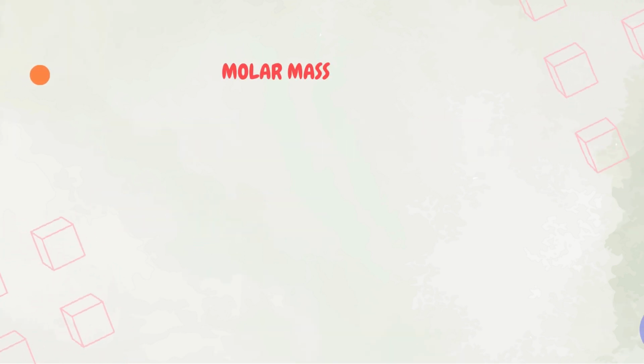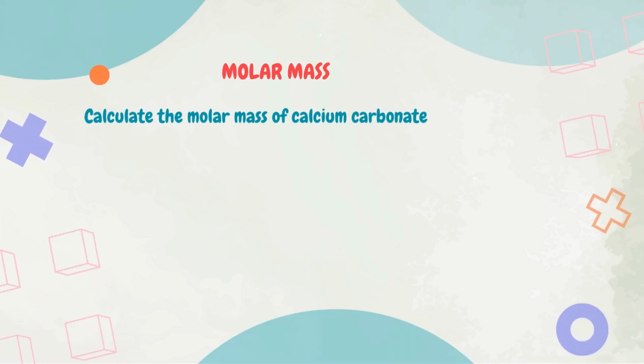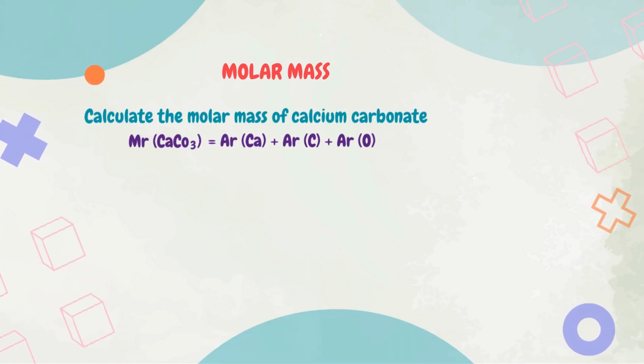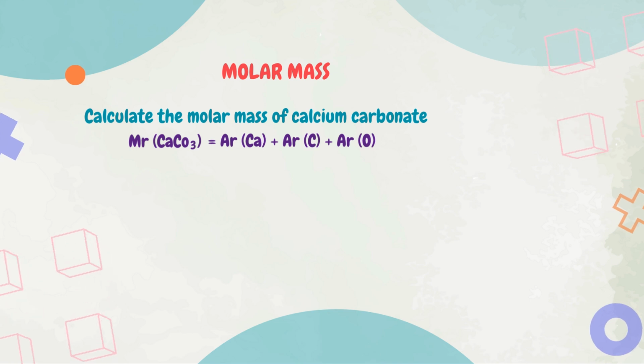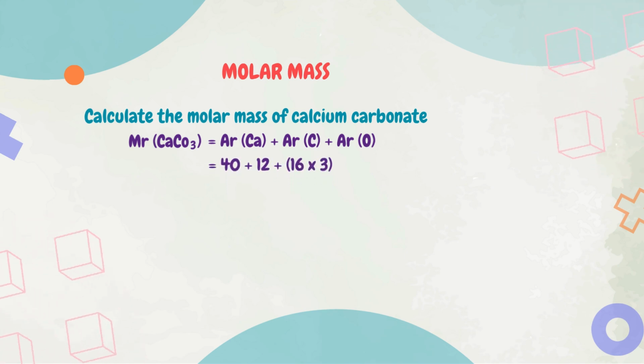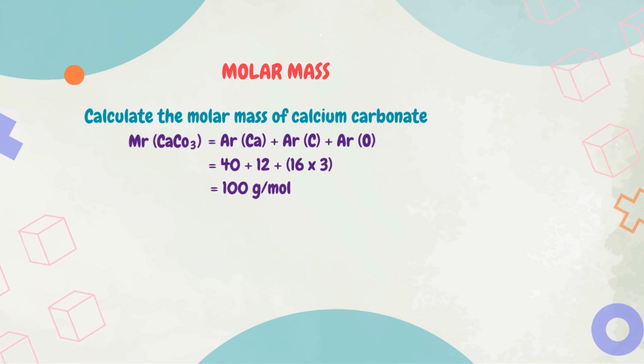Another example. Calculate the molar mass of calcium carbonate. The molar mass of calcium carbonate is equal to the relative atomic mass of calcium plus the relative atomic mass of carbon plus the relative atomic mass of oxygen. The relative atomic mass of calcium is 40. The relative atomic mass of carbon is 12, and the relative atomic mass of oxygen is 16. Oxygen has 3 atoms, so we multiply 16 by 3. Computing this gives 100 grams per mole. Therefore, the molar mass of calcium carbonate is 100 grams per mole.